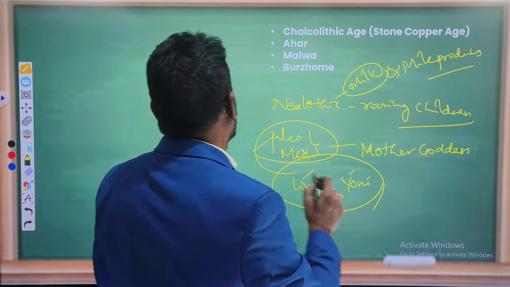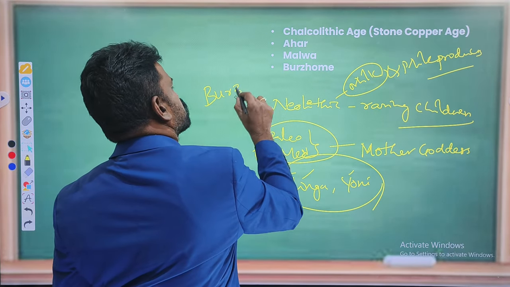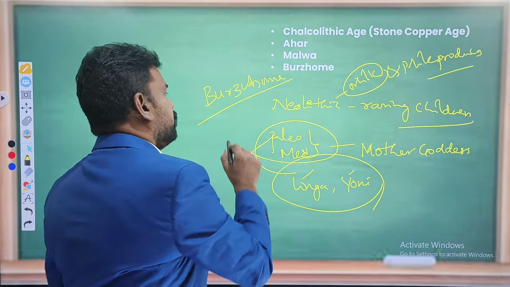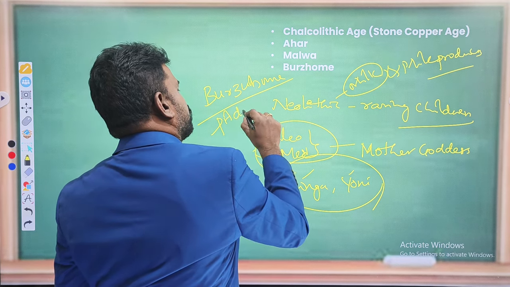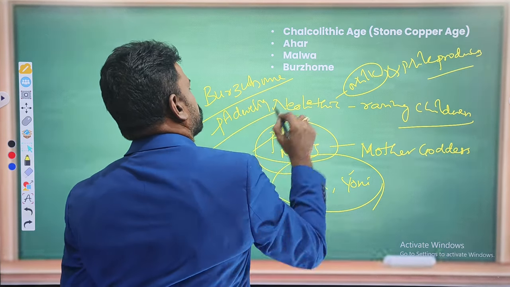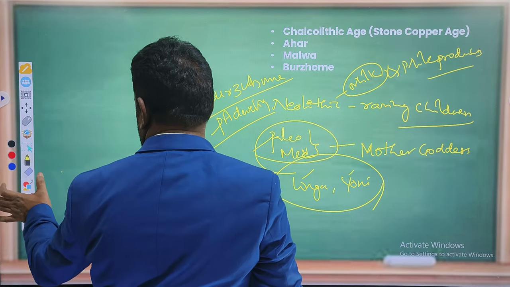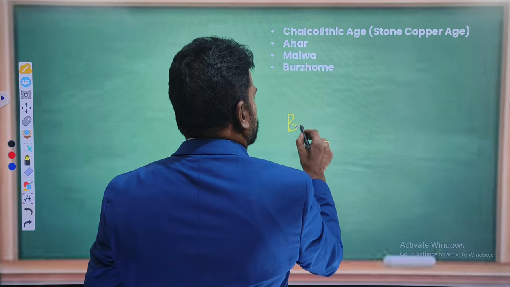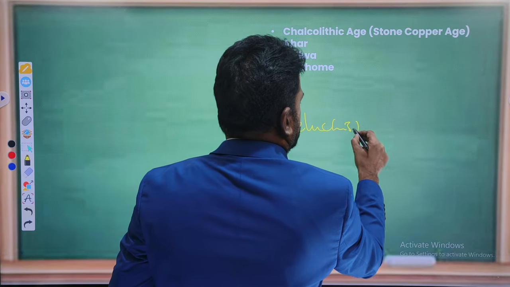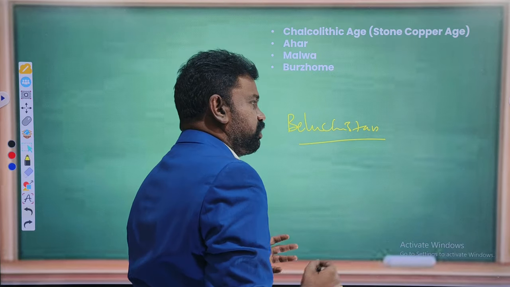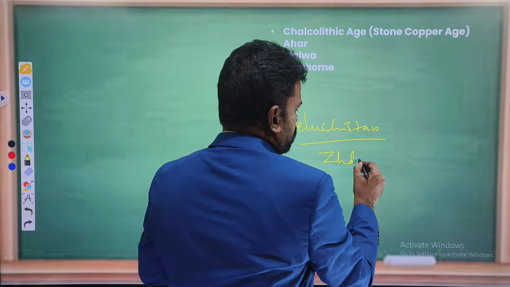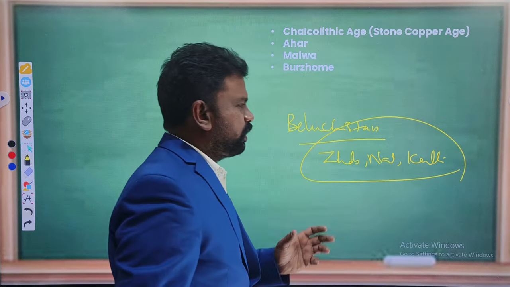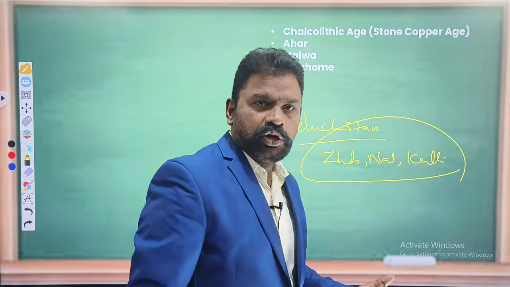Neolithic period, important site Burzahom. You have to remember this Burzahom. Burzahom people followed pit dwelling. You can find pit dwelling in Burzahom. Along with this, other important areas belonging to the Neolithic period are in Baluchistan, especially Jhob, Nal, and Kuli areas.